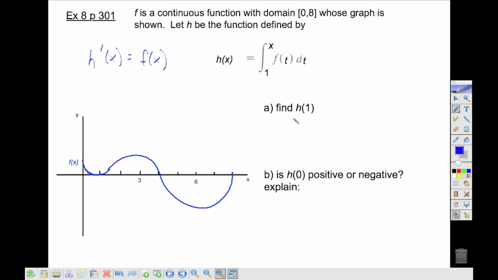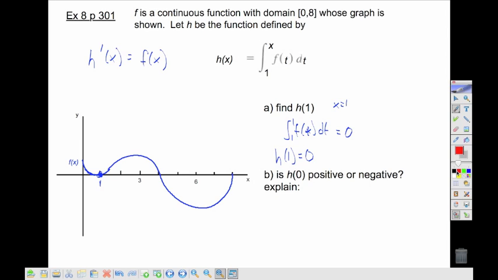We're first asked to find h of 1. Notice that that means we're plugging 1 in for x, which means we have an integral here going from 1 to 1. And so that's just going to have to be equal to 0. So we know that we're starting at, if we're here at 1, then our original function is at 0. Okay, the next question asks, is h of 0 positive or negative, and explain.